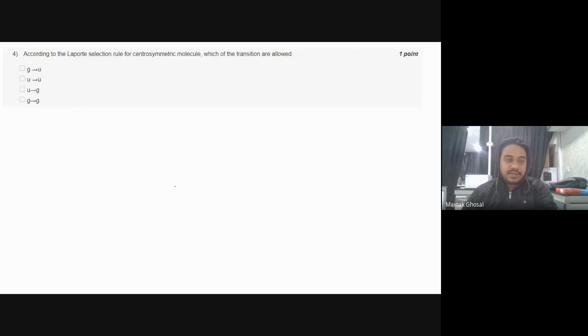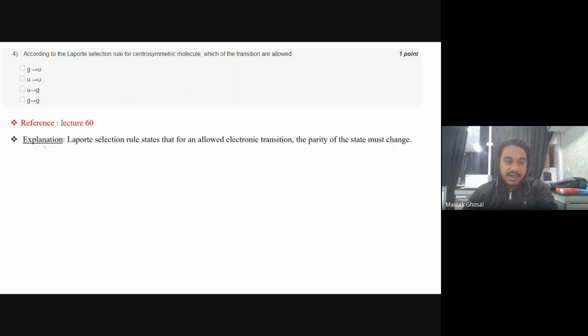Okay. Next, this is a straightforward question. According to the Laporte selection rule, for a centrosymmetric molecule, which of the transitions are allowed? You can find this in reference lecture number 60, that the Laporte selection rule states that for an allowed transition, the parity of the state must change. I have shown you that the integral looks like this: phi of the final state, mu of L, psi of the initial state.